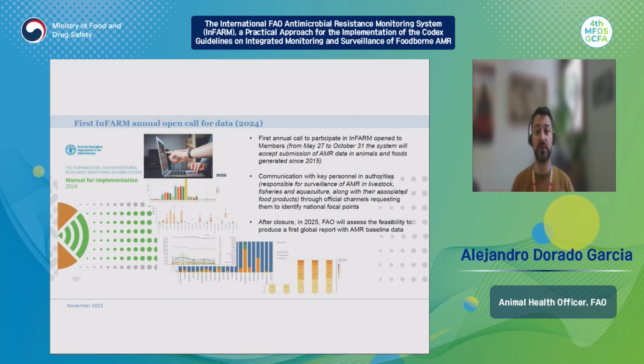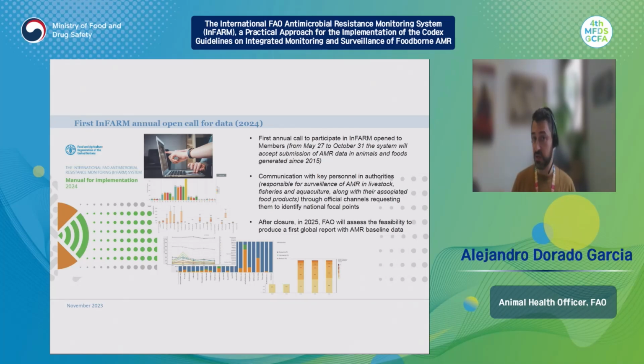In 2024, we have worked on the publication of several guidance materials. We have updated the website, and we have also published the manual for implementation of the INFAM system. We have also opened the first annual call for members for all countries to participate in the INFAM system through the submission of antimicrobial resistance data and also through the submission of a surveillance questionnaire that gathers and contextualizes the level of implementation of surveillance activities at the country level.